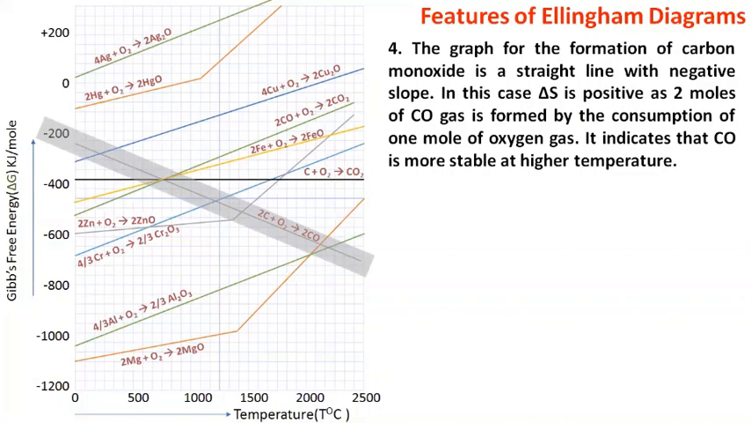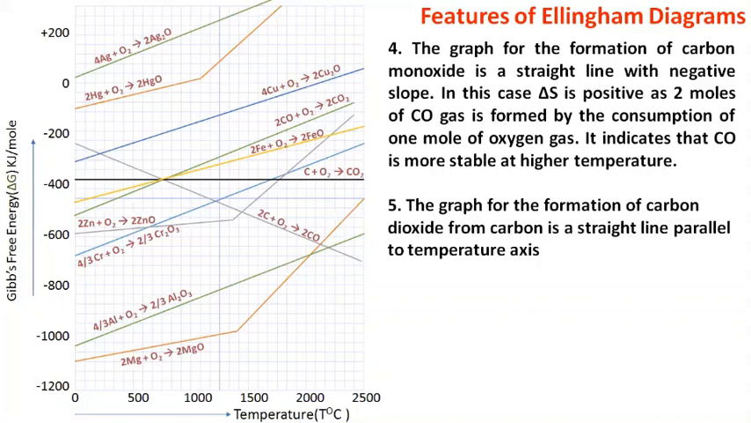So you can see the line which is being highlighted here, which shows that downward slope of formation of carbon monoxide. And you can see that as the temperature is increasing, the delta G value is getting decreased. That means to say that carbon monoxide is becoming more and more stable.